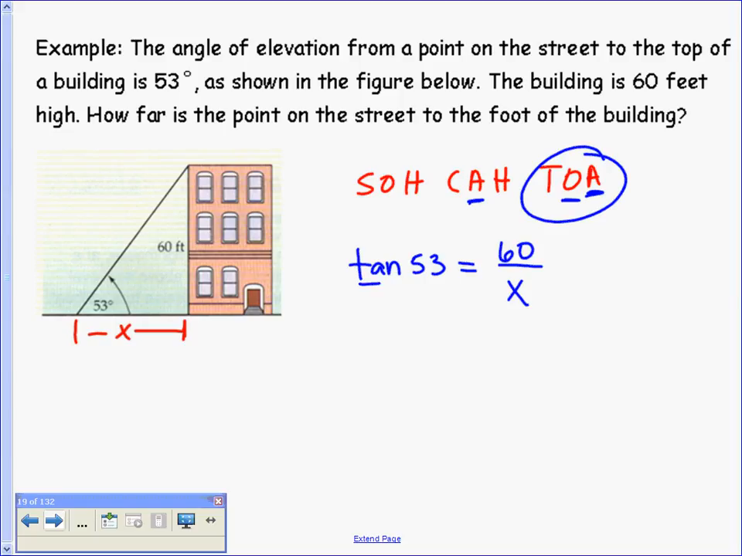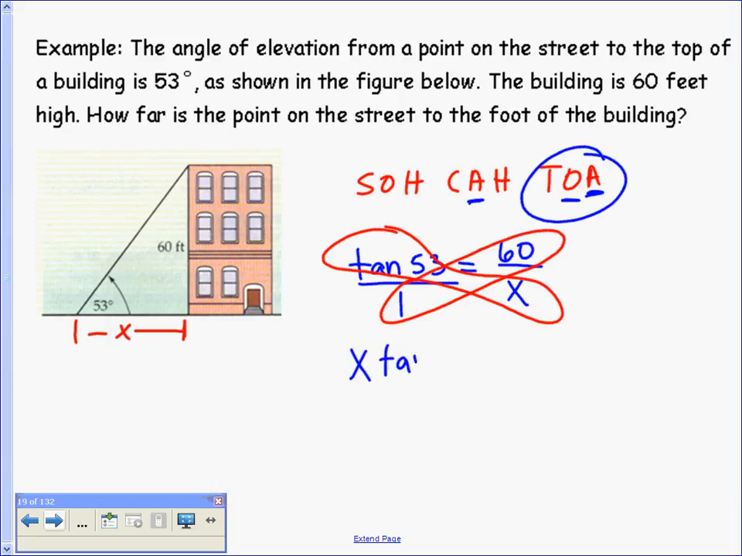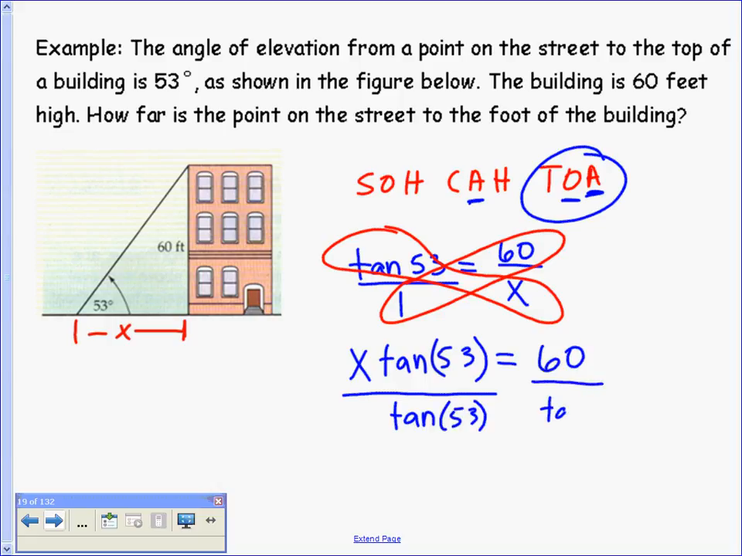All right, now this time, because the x is in the denominator, let's put the tangent 53 over 1, and we're going to use cross products here, okay, because we have two fractions that are equal, their cross products are equal. So we're going to say x times the tangent of 53 degrees is equal to 60. I want to solve for x, so now I'm going to divide both sides by tangent 53 degrees. Those cancel, and we can plug that in our calculator and find out that x is approximately 45.21. And that is going to be feet.